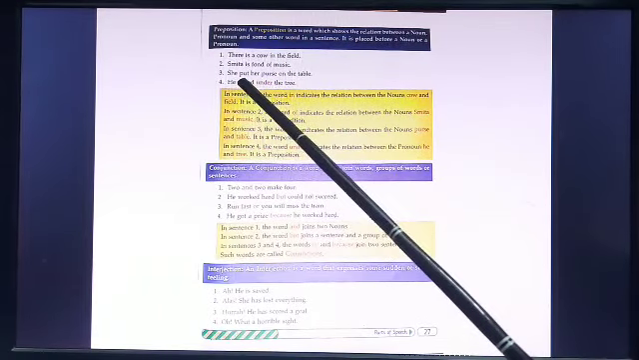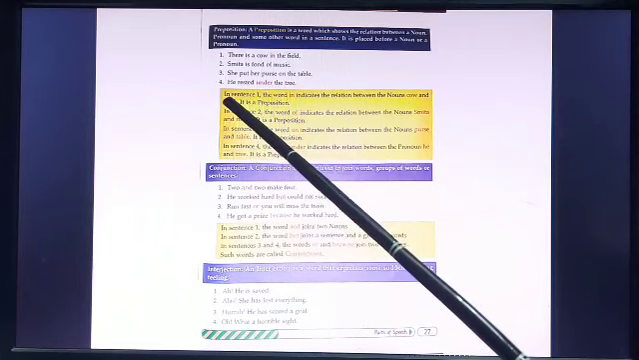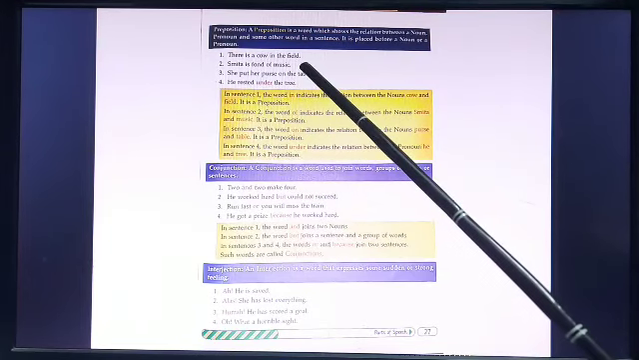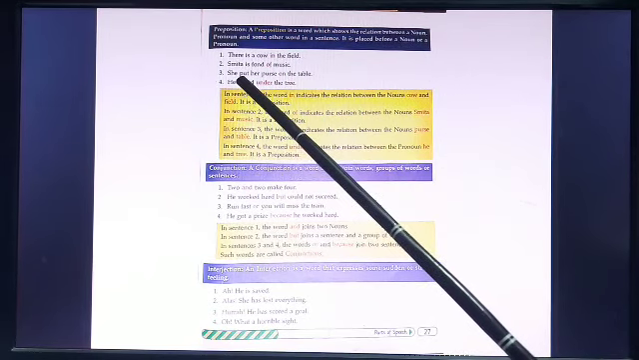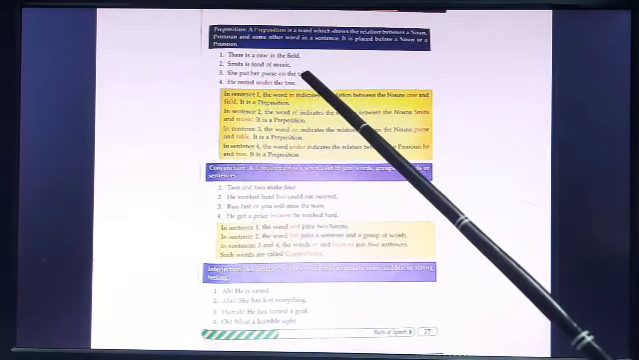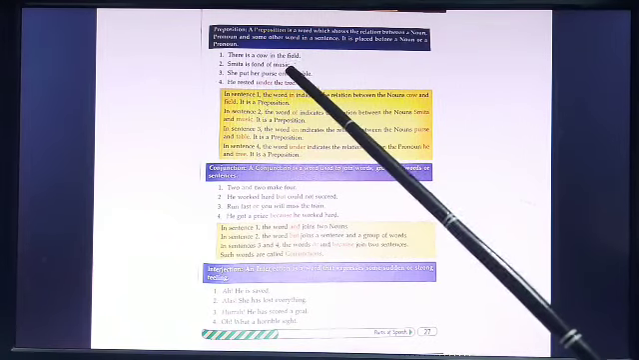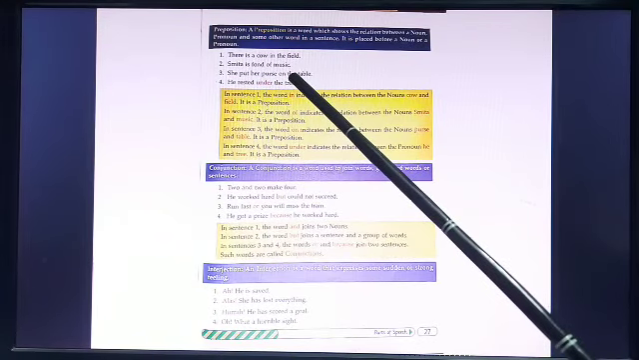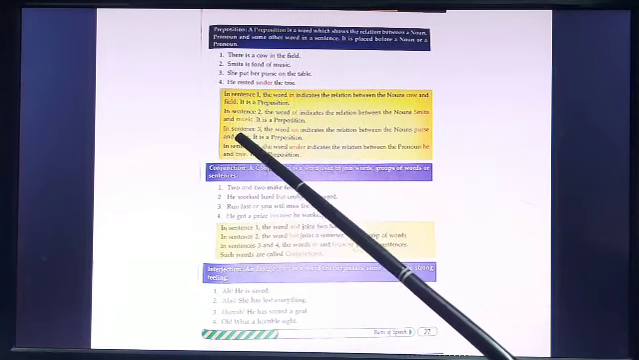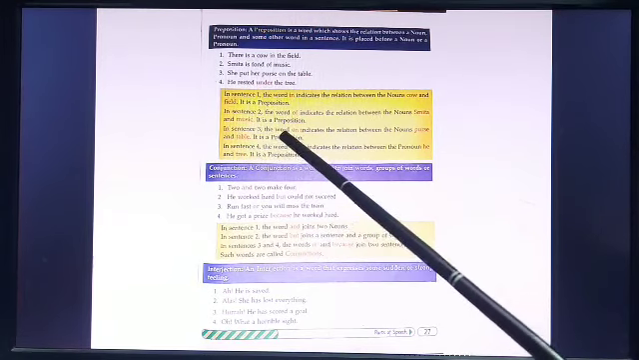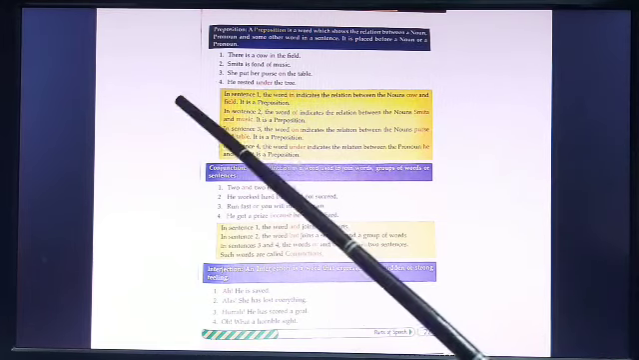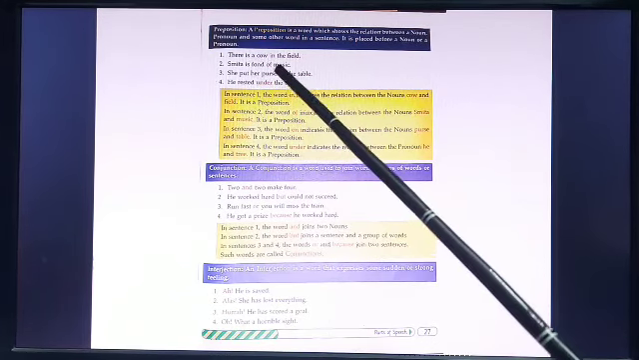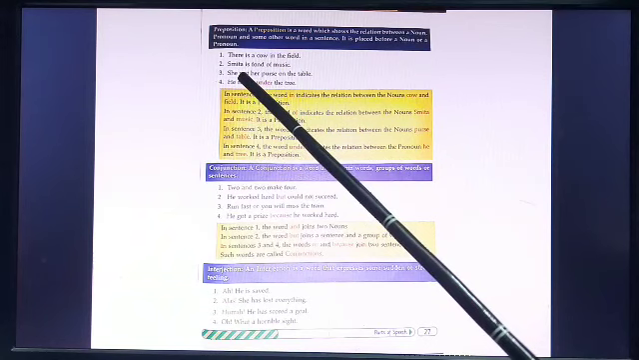Number 3, she put her purse on the table. So table is the noun, she is the pronoun. So she and table are linked with the purse which is on the table. In sentence 3 the word on indicates the relation between the noun purse and table, and also with the pronoun she.